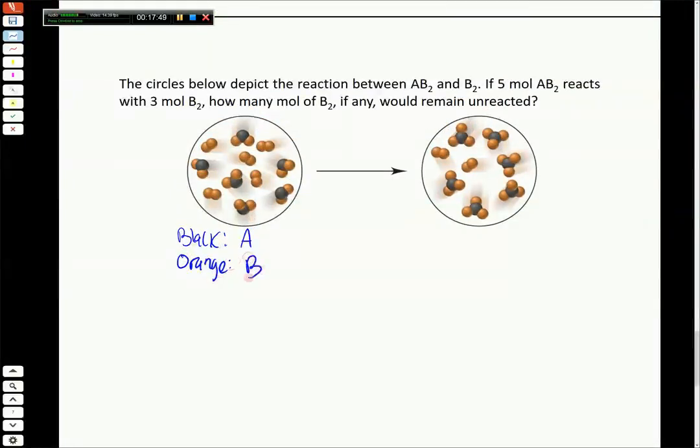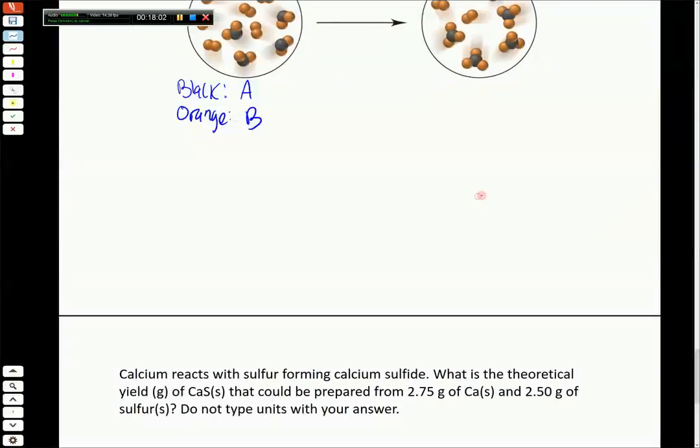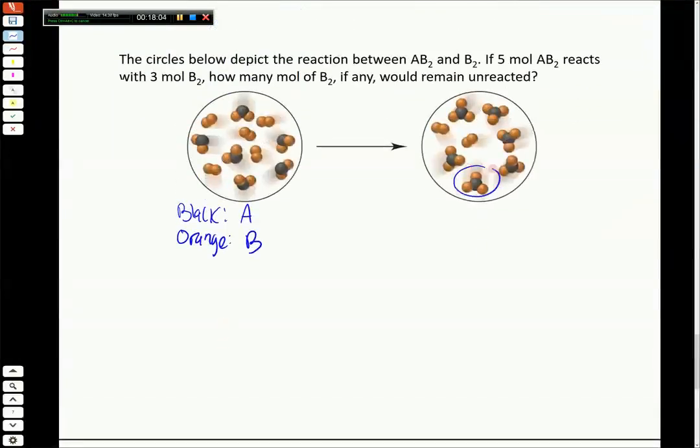So we have these different colored atoms here. AB2 is 1 black and 2 oranges, and then B2, 2 oranges. So those are the reactants, and that's how they're sort of color-coded in these pictures. And then we see that the only product that we're forming is this guy here, which is AB3. We have some leftover B2.